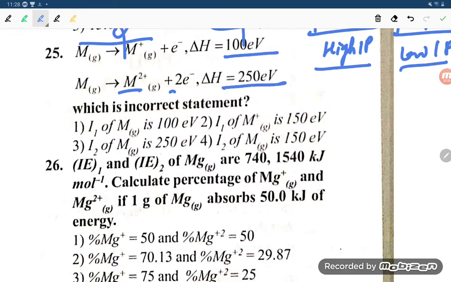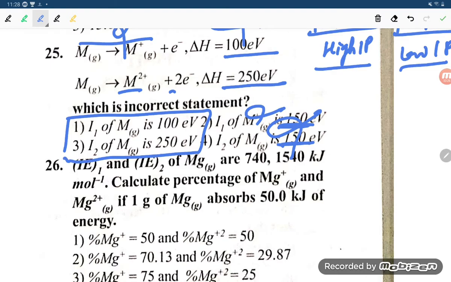Okay, so if you are talking about this question, which is the correct statement? They say IE1 of M is 100 electron volt. Next, they are saying IE2 of M is 250 electron volt. That is gas, and here is gas. Okay, I1 of M plus 150, wrong. 150, there is no chance, and 150 also no chance. Two options are wrong. Now we have to understand these two options.